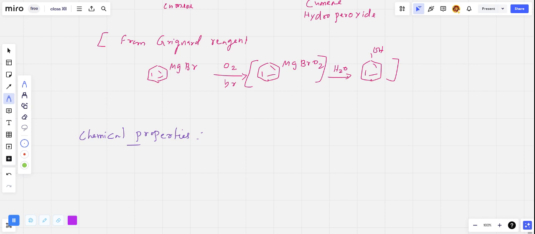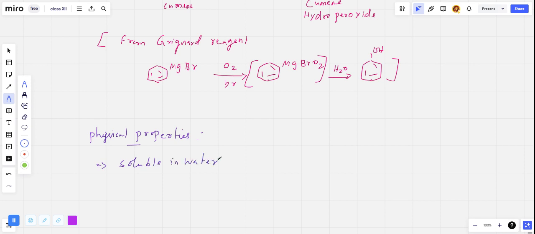Sorry, I forgot one thing. Physical properties first, and after that we will see the chemical properties. If you look at the physical properties, alcohols and phenols are both water soluble due to their ability to form H bond with water. Both alcohol and phenol are soluble in water.